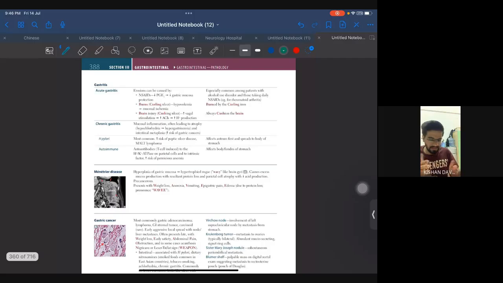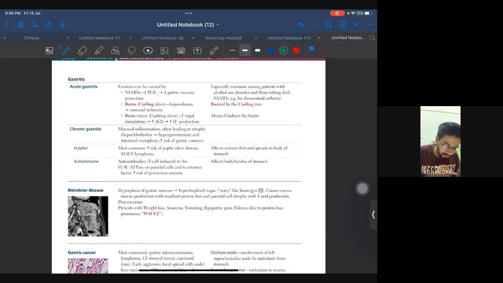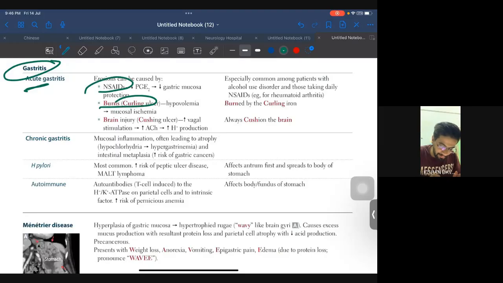Done with the esophagus. Let's move to the stomach. Gastritis: acute gastritis erosions can be caused by NSAIDs, burns, and brain injury. Just remember this pathophysiology over here.